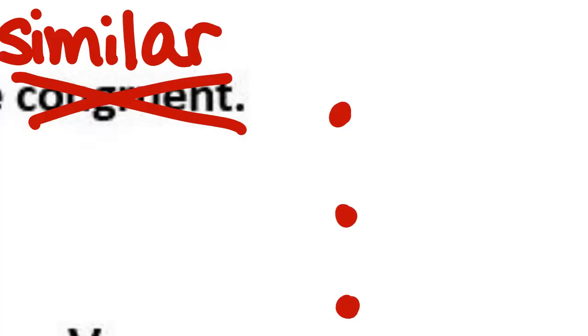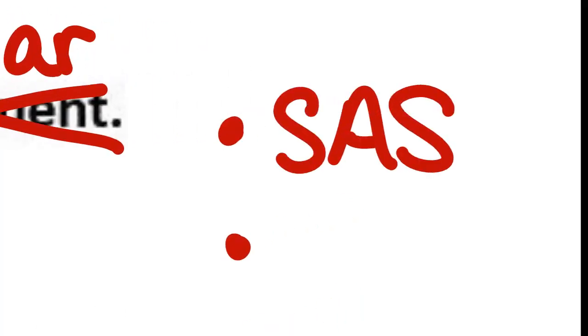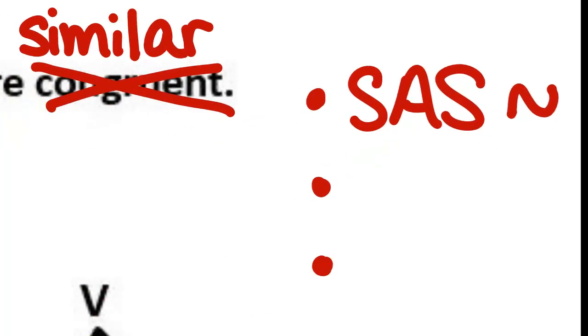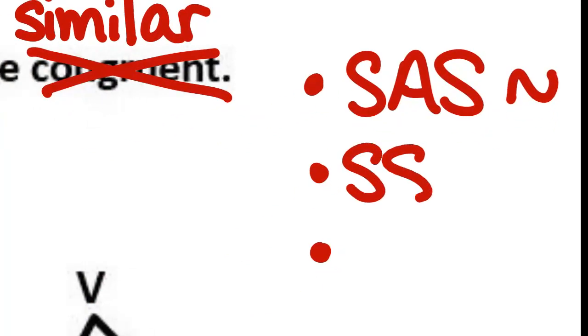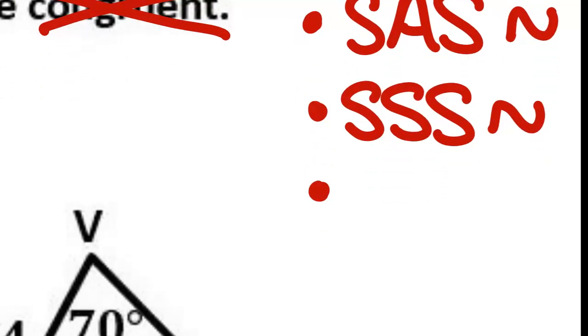What are the 3 postulates that we have that we could use to show 2 triangles are similar? We could use side, angle, side. Similarity has to have the squiggle. Side, side, side with the squiggle. Side, side, side similarity. And angle, angle similarity.